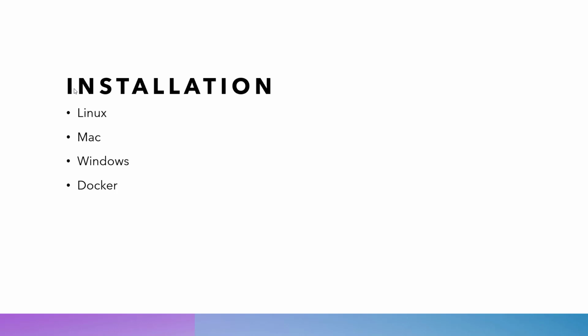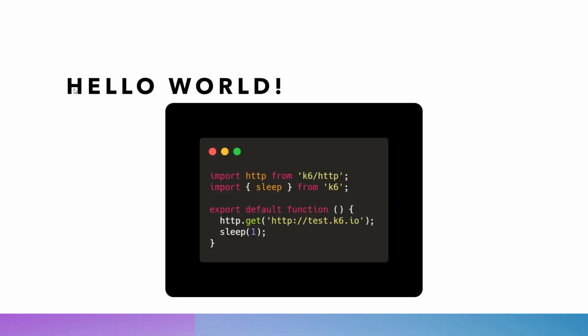You can install K6 on Linux, Mac, Windows. Also you can use Docker. And you can get started with a simple hello world test using the template available. So here we are just hitting test.k6.io and then we are sleeping for 1 second. And by using the CLI, you can start your load test within a couple of seconds, and then you can see the output in the command line, or you can publish your results to third-party integrations.